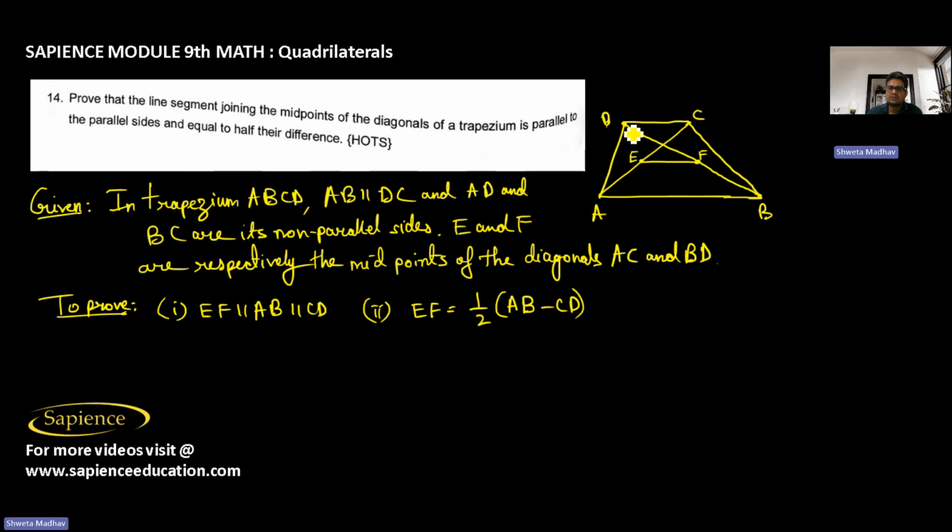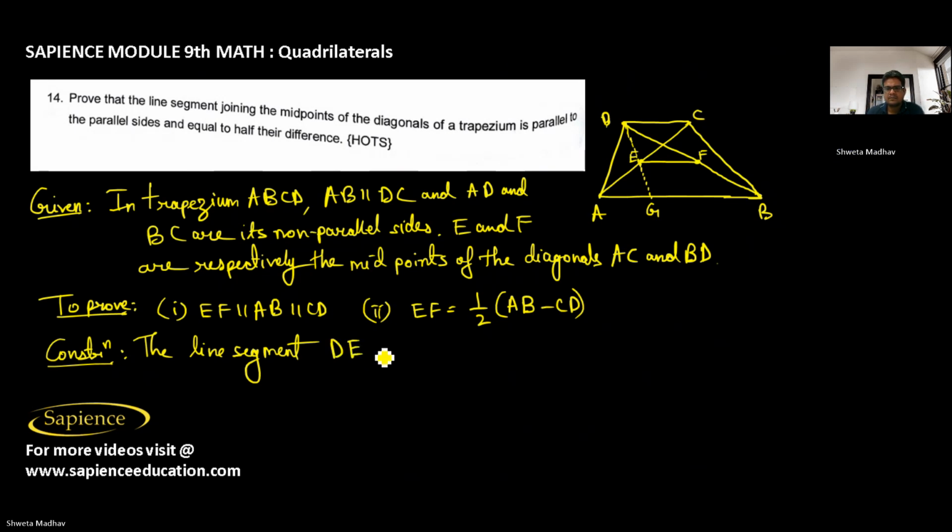Now here we will do one construction: we will join DE, and we will extend it to intersect AB at G. So here we will write one construction, which is the line segment DE is drawn and extended to meet AB at G. So now we will write the proof.